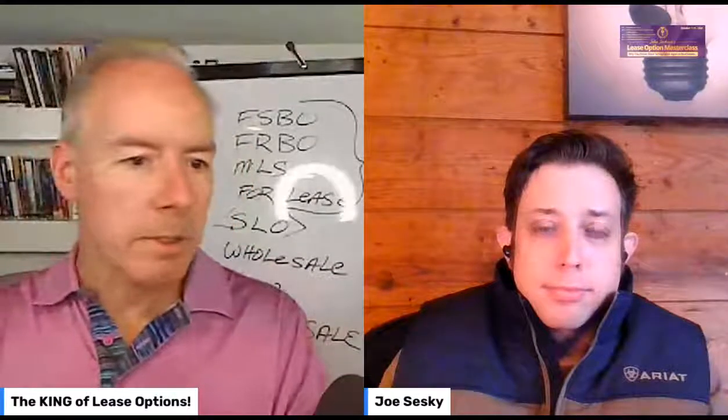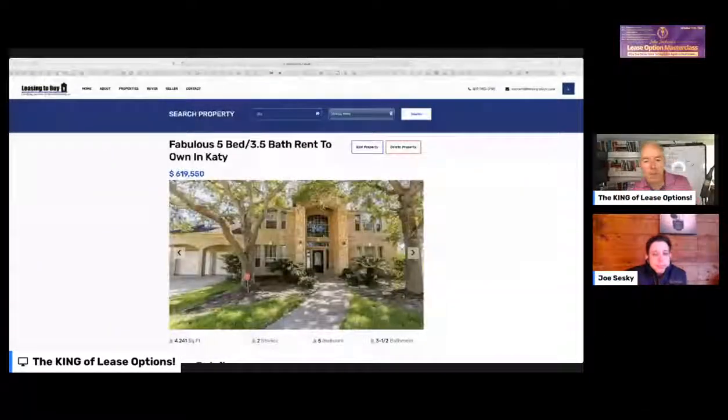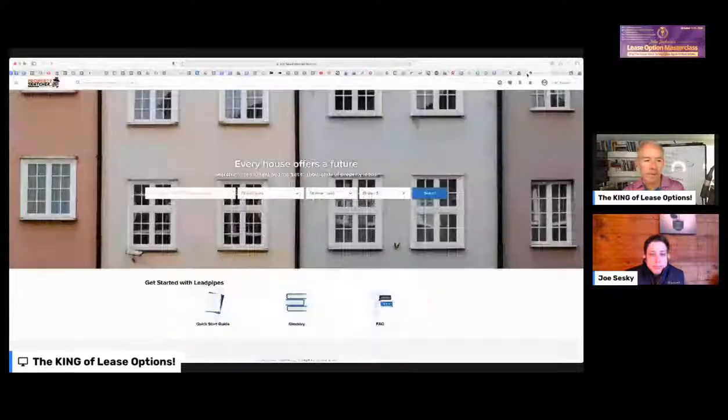Now, what I'm going to show now is there's a couple of ways. Let me pull this up here. So here's, I was showing that earlier, Joe. What you're seeing now is a house that one of my students just got under contract in Katy, Texas. Beautiful house there. But what I want to show is this.